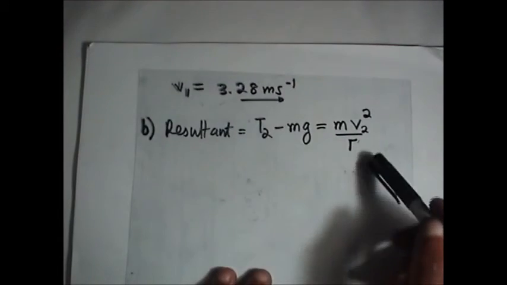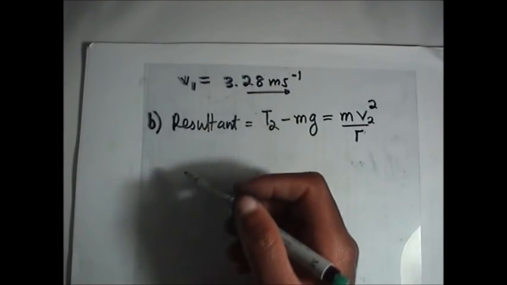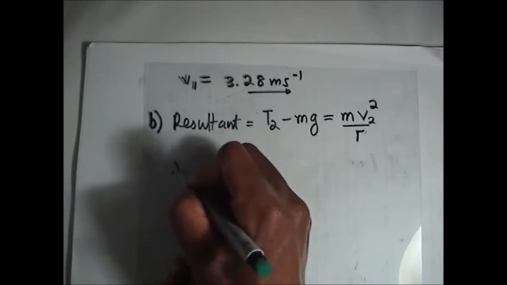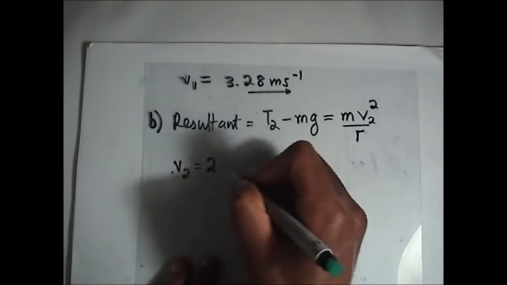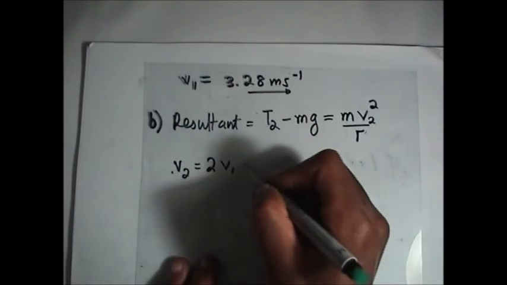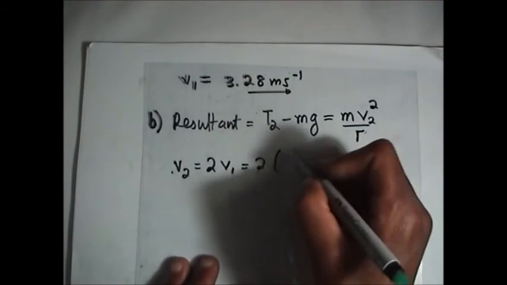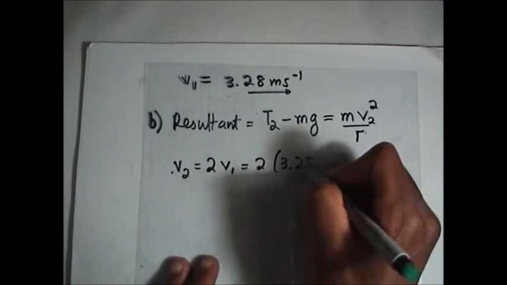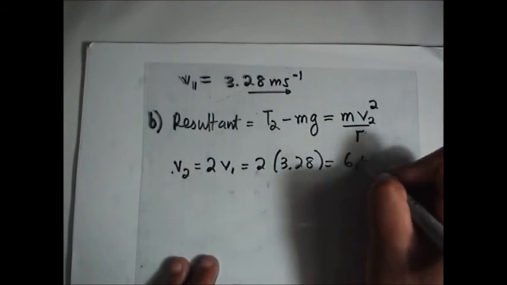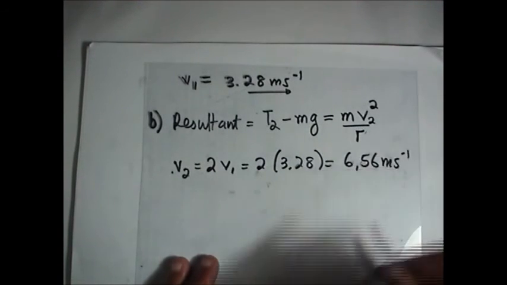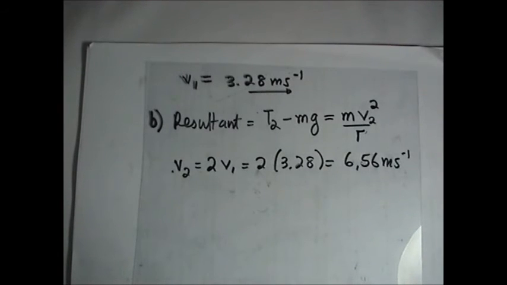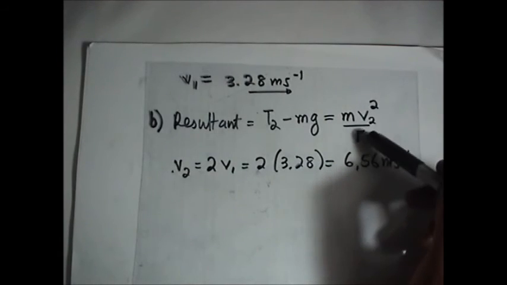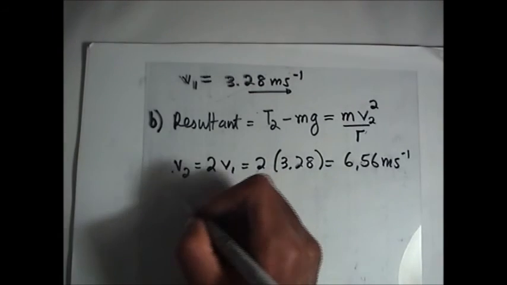So that one is going to be mv2 squared over r. But we are told a very interesting part. v2 is equal to twice the velocity at the top, 2v1. So this is 2 times 3.28, which is equal to 6.56 meters per second. So that is v2. So already we have our v2, we have our r. So now we can calculate our tension.